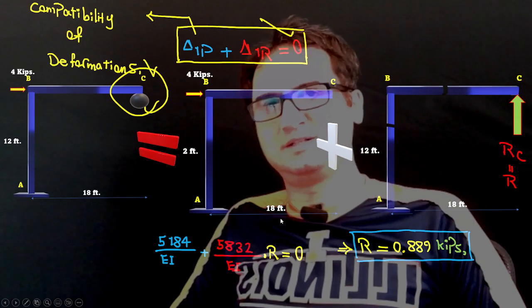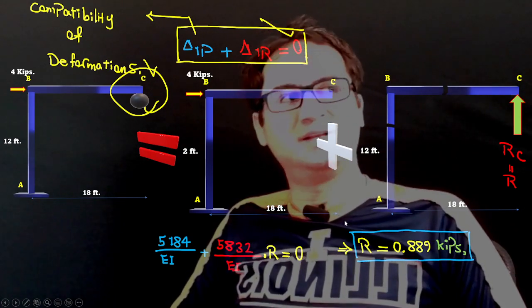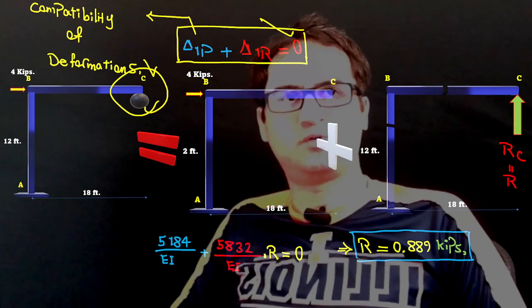Thank you. That was the second solution for a 1-degree indeterminate structure. We'll solve more problems.